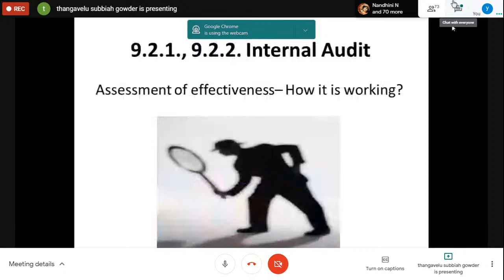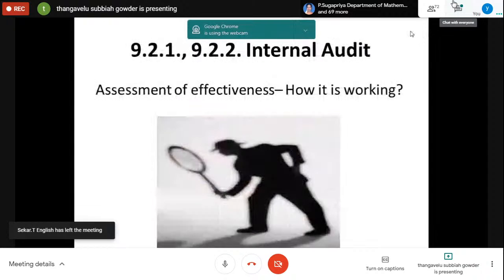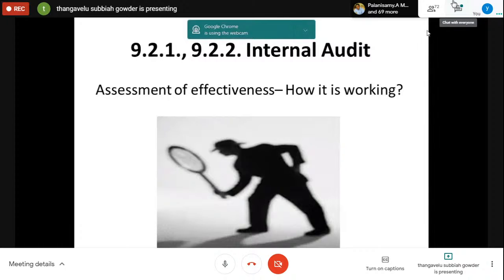Internal audit is to ensure that this ISO system is developed, maintained, and implemented effectively. These are the options available. We will be having internal audit in a planned manner, that is once in 6 months, by competent trained internal auditors in an independent manner.